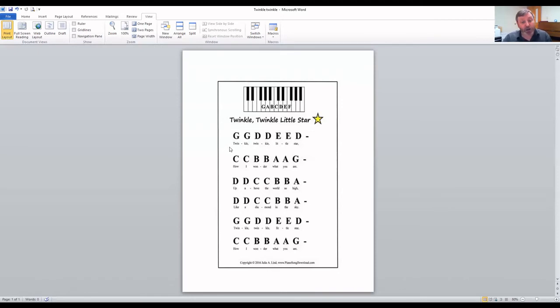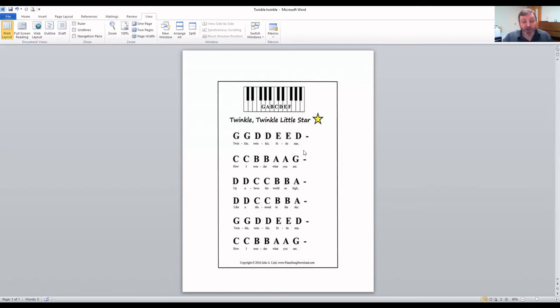So if I again look at this first line of music that I see here for Twinkle, Twinkle, Little Star, I should see that I have quarter note on G, quarter note on G, quarter note on D, quarter note on D, quarter note on E, quarter note on E, and then for our D with the little dash, we're going to put a half note on the D where that is on our treble clef.